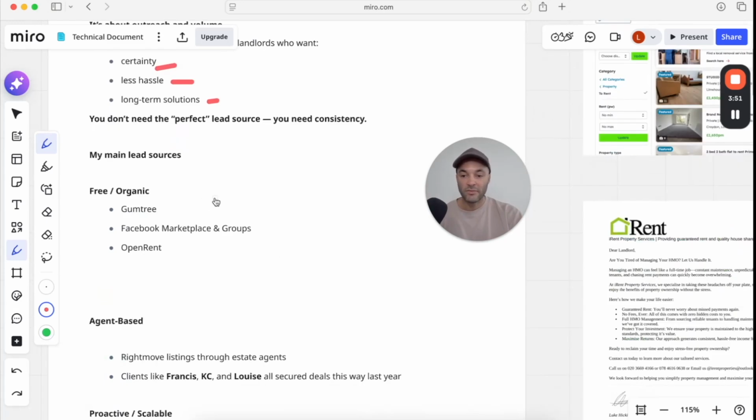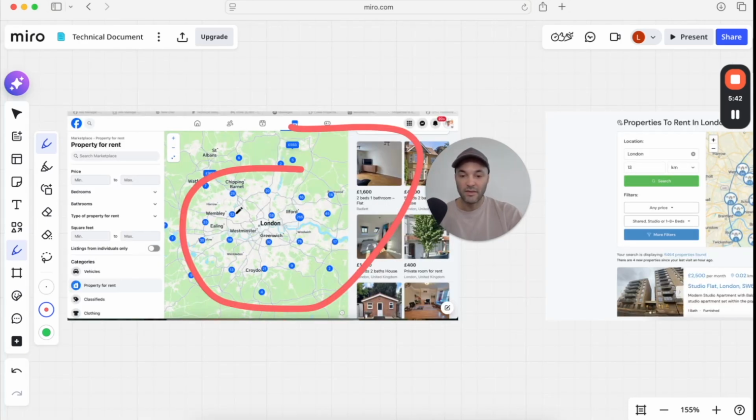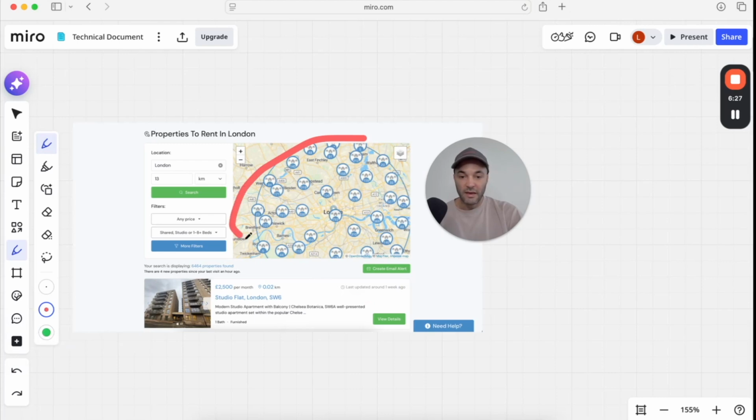Now my main lead sources are Gumtree, Facebook Marketplace and OpenRent. Here you can see on Gumtree there's over 1,000 adverts from landlords marketing their properties. All you have to do is start messaging these landlords. On Facebook, same thing, hundreds and hundreds of properties up for rent direct to landlord. Now we've got OpenRent, thousands and thousands of properties, all being marketed by landlords for rent. All you have to do is message as many of these landlords as possible.